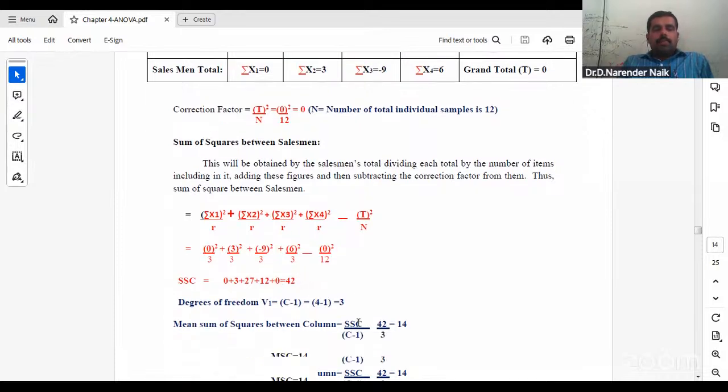Then degrees of freedom. V1 is equal to C minus 1. That is 4 minus 1 is equal to 3. Mean sum of square between columns is equal to SSC divided by C minus 1. That is 42 divided by 3 is equal to 14.